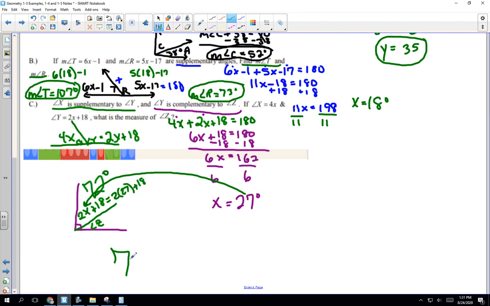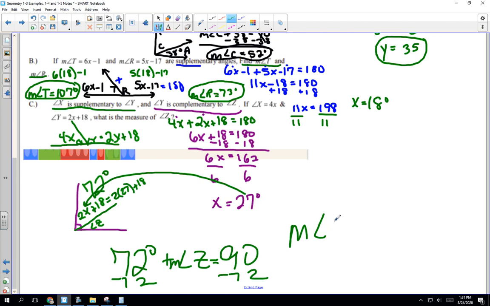So 72 degrees plus whatever the measure of angle Z is has to be 90. So the measure of angle Z is 90 minus 72, which in this case is 18.